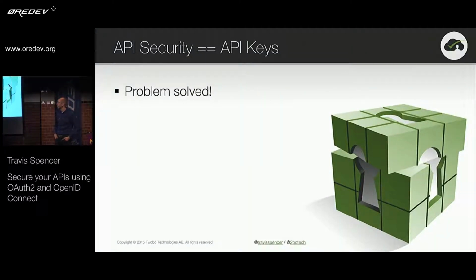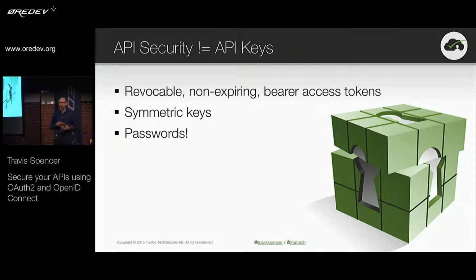It's going to be a pretty short talk because API security is really just API keys, so we're done. This actually used to be like everything I would hear all the time, maybe about 3 or so years ago. People just thought like some random string is somehow providing enough security. But the thing about API keys is that they're revocable, non-expirable bearer access tokens. If that doesn't make sense, they're symmetric keys, or said more simply, they're just secrets or passwords. So we need to do better than this.